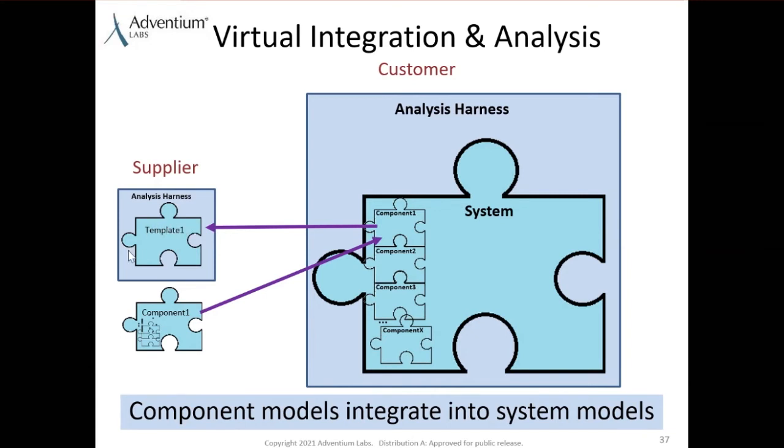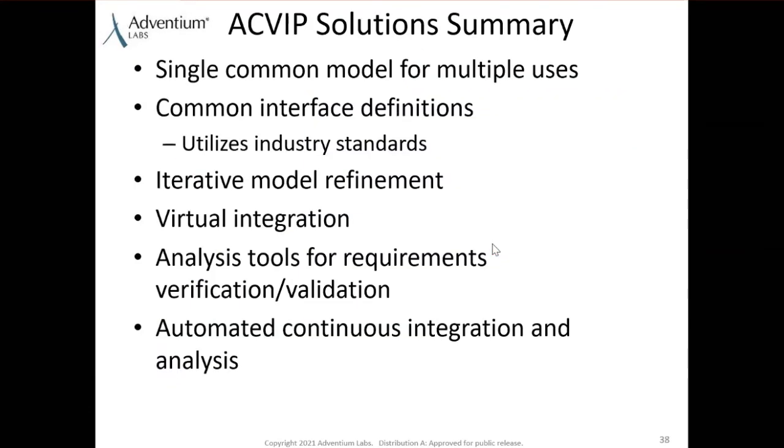Then how this proceeds is that they flesh out this model, add detail to that component, and return that component, and now we can fit that into the larger system and run our system-wide analysis. So that is our virtual integration of just pulling that model back in and doing that full system analysis. To summarize these solutions, we use a single common model for multiple uses. We use common interface definitions. We've got iterative model refinement. We've got virtual integration, analysis tools for requirements verification, and we can do much of this autonomously.